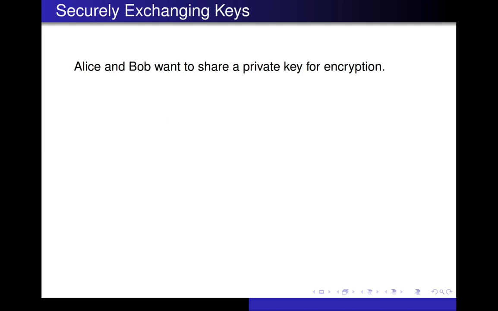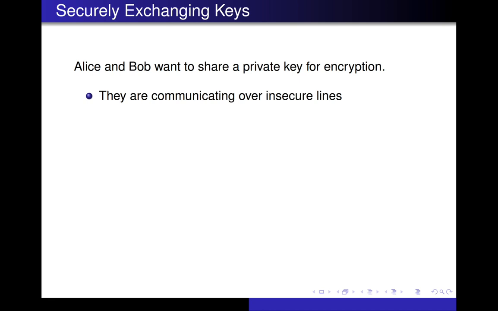Alright, so suppose that Alice and Bob want to share a private key for encryption. And just to get this out of the way, Alice and Bob are usually the names of the people who are sharing messages. Oftentimes Alice is the one sending and Bob receiving, or vice versa. In this case, they're trying to share a key.